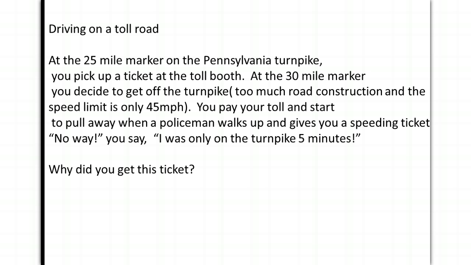Now here's another application. At the 25-mile marker on the Pennsylvania Turnpike, you pick up a ticket at the toll booth. At the 30-mile marker, you decide to get off the turnpike. Too much road construction and the speed limit is only 45 miles per hour. You pay your toll and start to pull away when a policeman walks up and gives you a speeding ticket. No way, you say. I was only on the turnpike 5 minutes. Why did you get this ticket?